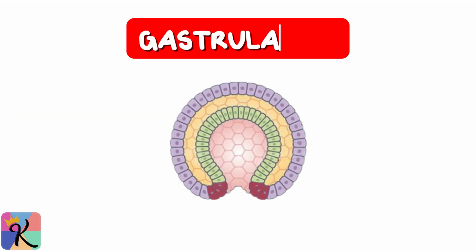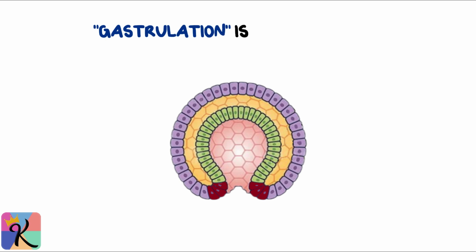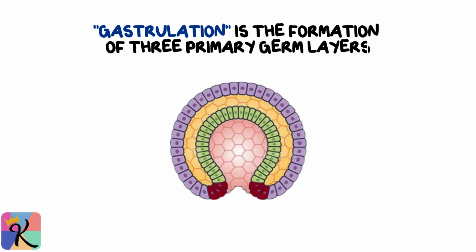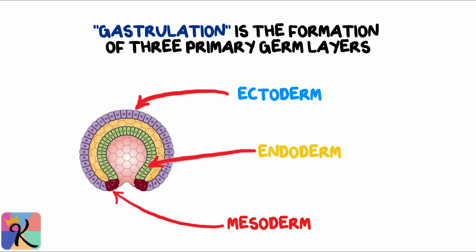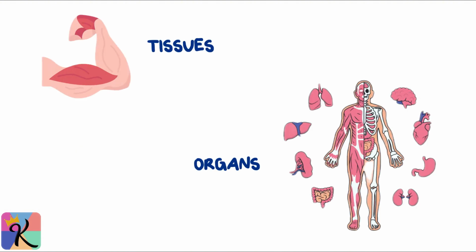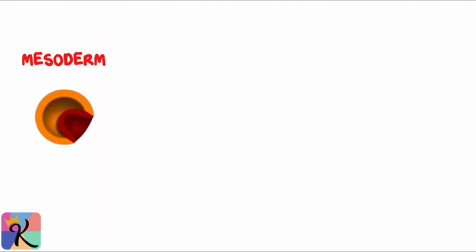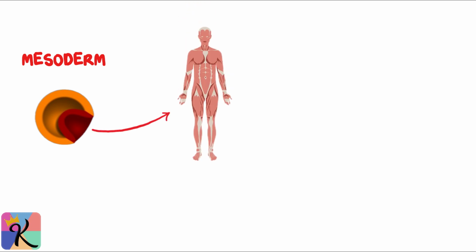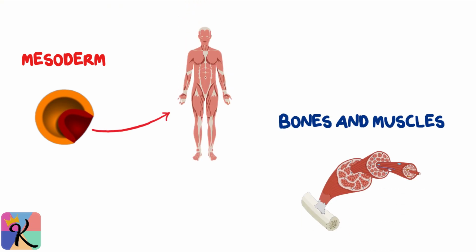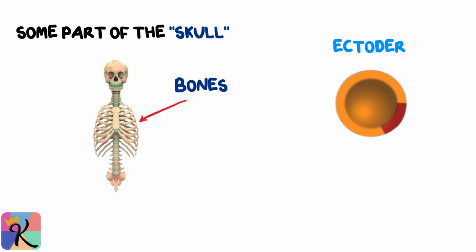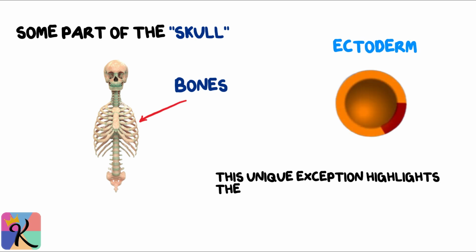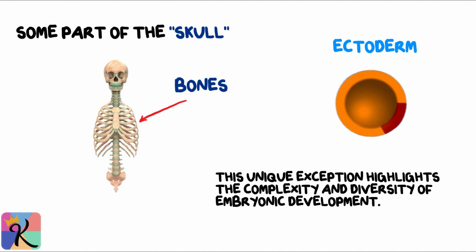The development of the human skeleton begins at a very early stage in the embryo, during a process called gastrulation. Gastrulation is the formation of the three primary germ layers: ectoderm, mesoderm, and endoderm. Each of these layers plays a crucial role in forming different tissues and organs in the body. The mesoderm is responsible for giving rise to most of the skeletal structures, including bones and muscles. Interestingly, while most of the skeleton originates from the mesoderm, some parts of the skull, particularly certain bones, come from the ectoderm. This unique exception highlights the complexity and diversity of embryonic development.